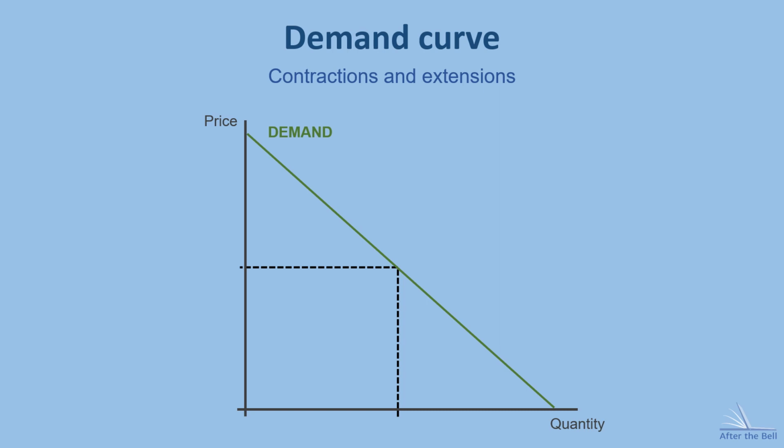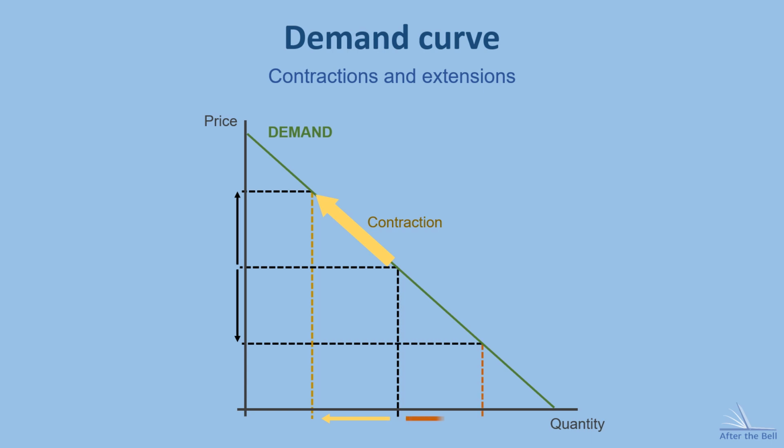Whenever there's a change in price, the opposite will happen to quantity. And these changes within the demand curve are called contractions or extensions. If the price increases, then quantity demanded decreases or contracts. We say that the price increase has caused a contraction up the curve. The opposite would be, if price decreases, then quantity demanded increases. We say that price decrease has caused an extension down the curve.